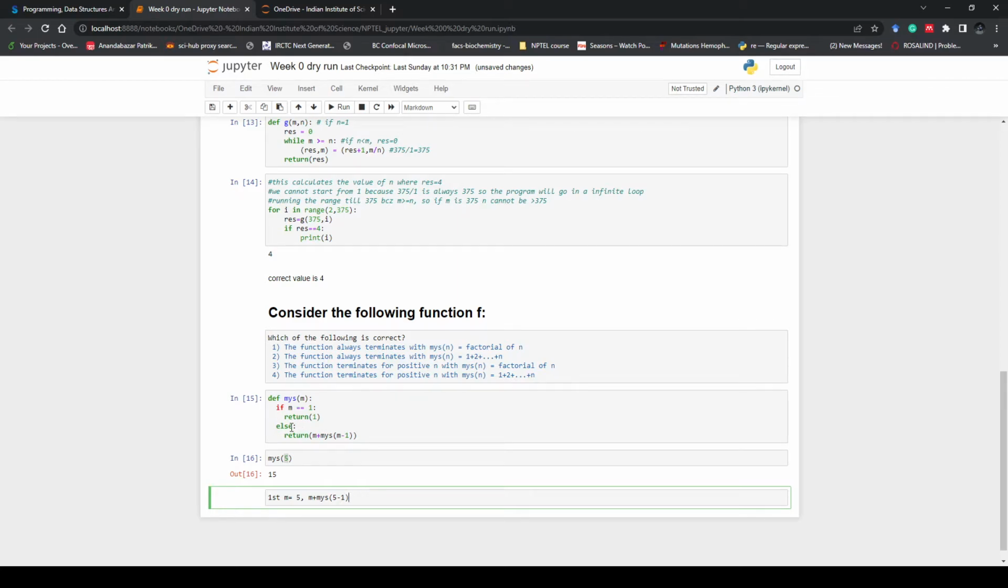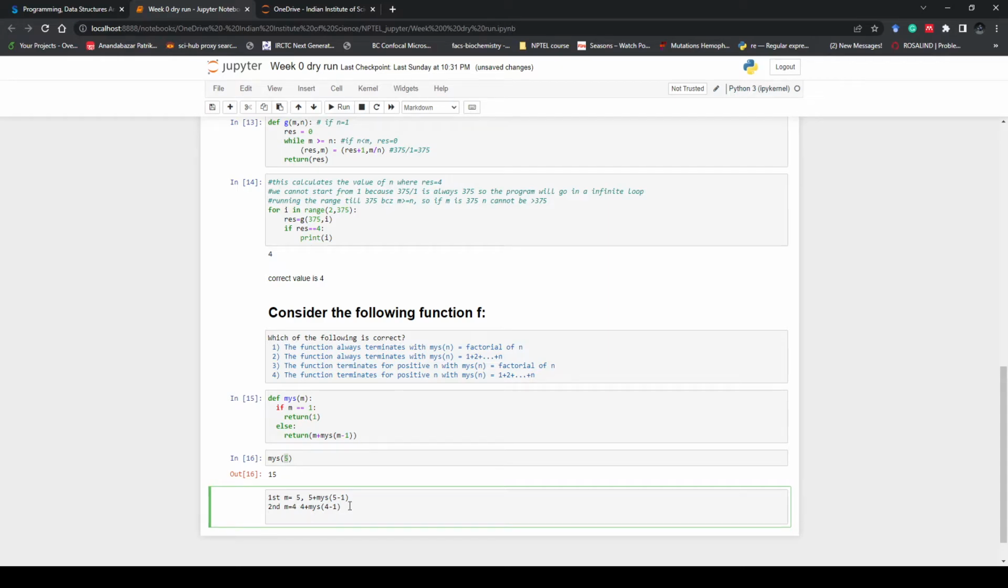The mys of 5 minus 1 will call the mys function for the second time, right? And in the second mys call, m is equal to 4. Then m is equal to m plus the result from it. Here m is equal to 5, and here m is equal to 4 plus mys of 4 minus 1, which will again be 3.